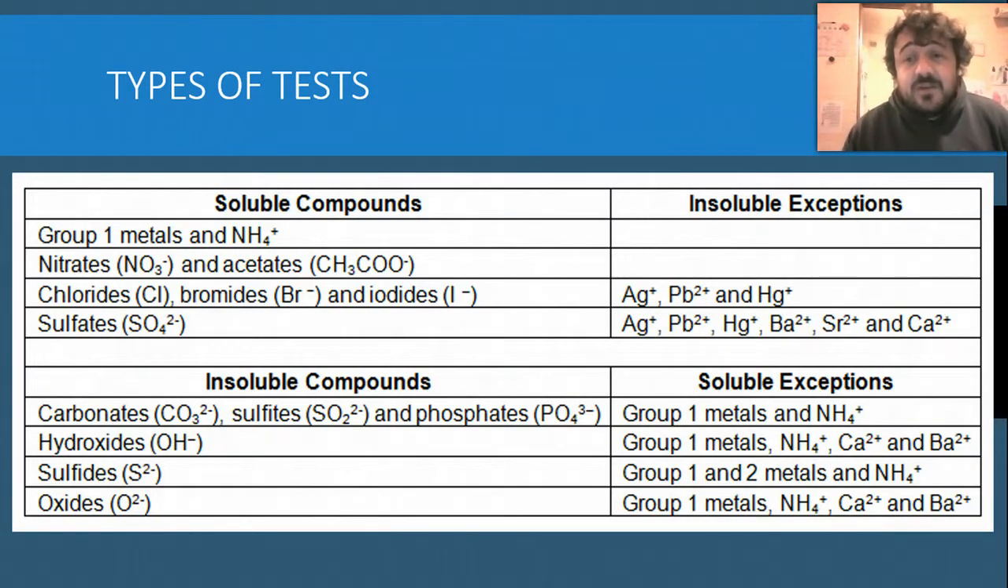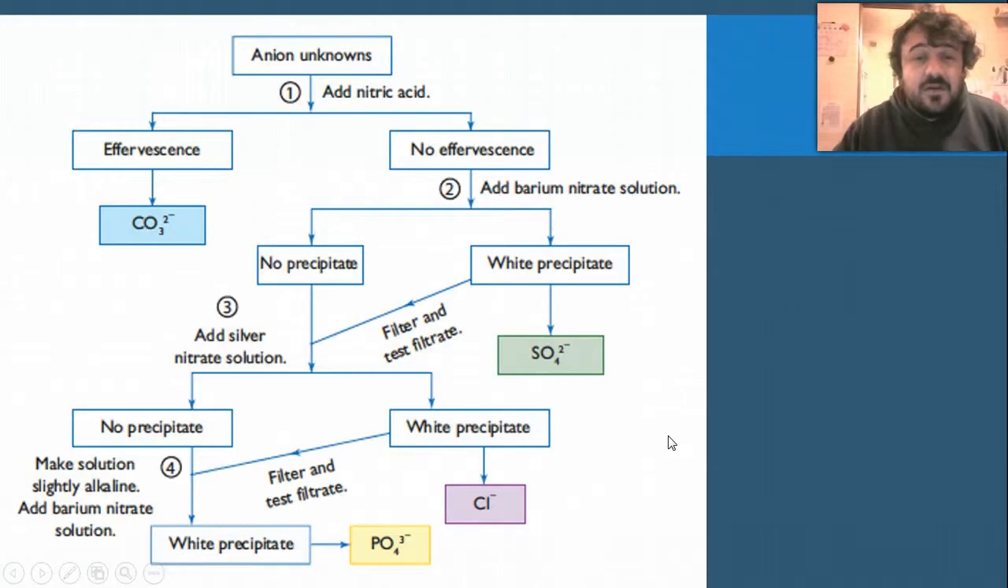So here we have our solubility rules. You should get this down too. So, for example, sulfates are soluble unless it's silver sulfate, lead sulfate, mercury sulfate, barium sulfate, and so forth. Our carbonates and phosphates tend to be insoluble unless they're mixed with a group 1 metal or ammonium. Hydroxides, again, tend to be insoluble unless it's ammonium, calcium, barium, or group 1 metals, and so forth.